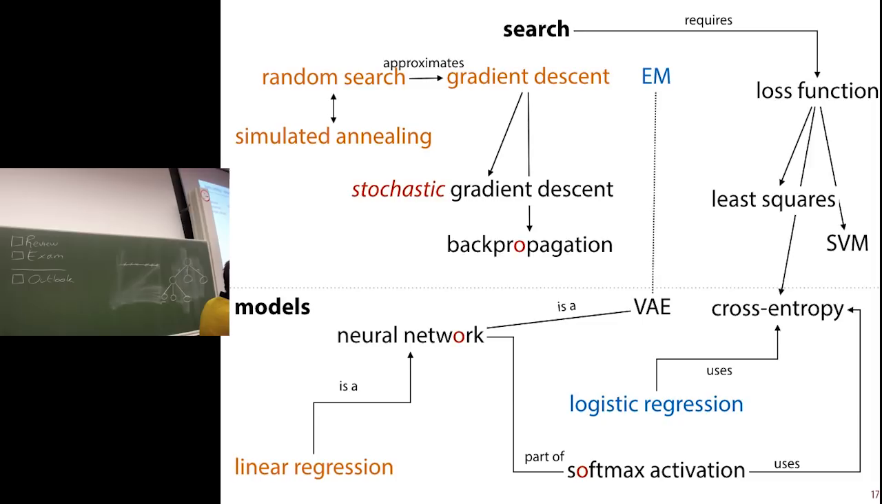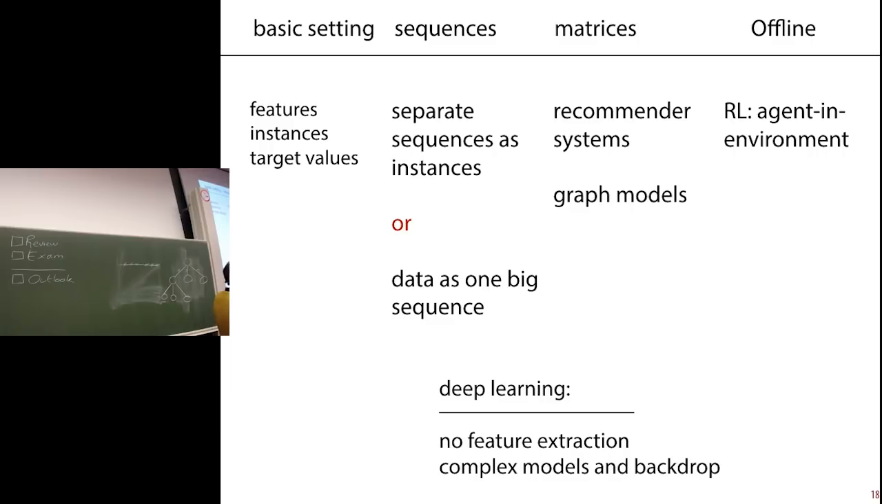We have two ways of doing sequences: separate sequences as instances, or data as one big sequence. For instance, if you have a set of emails, then every email is a sequence of language, but every instance is still independent, right? The emails don't necessarily form part of the same sequence. Or if you have one sequence of price data for one stock, then your whole data is one big sequence. So these are just two different settings.